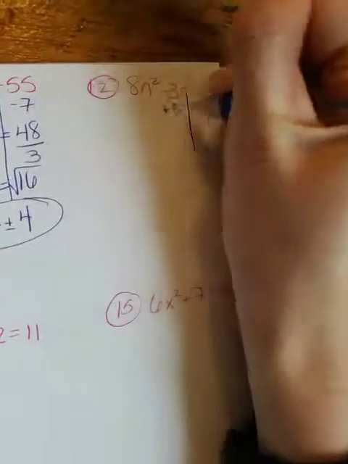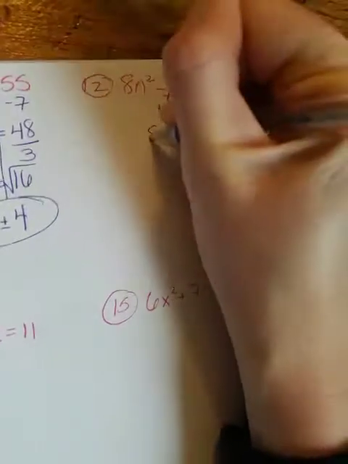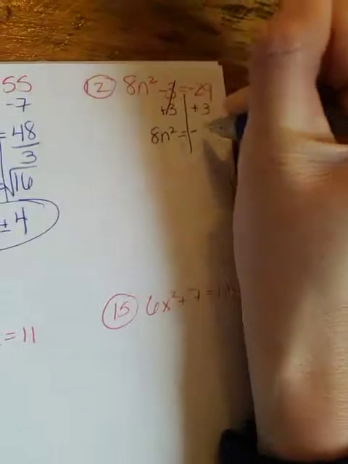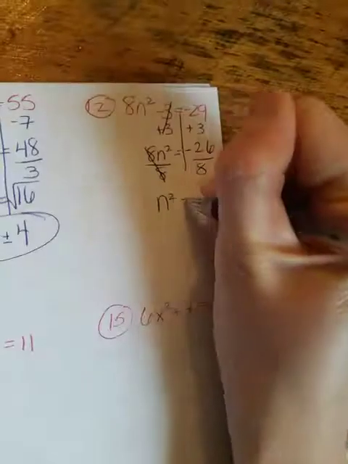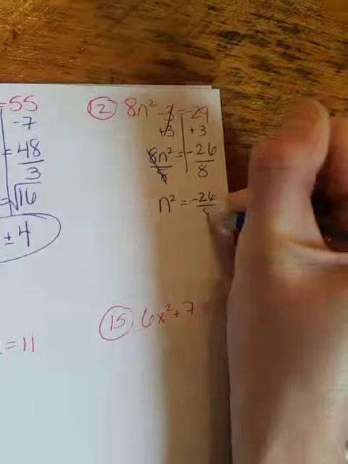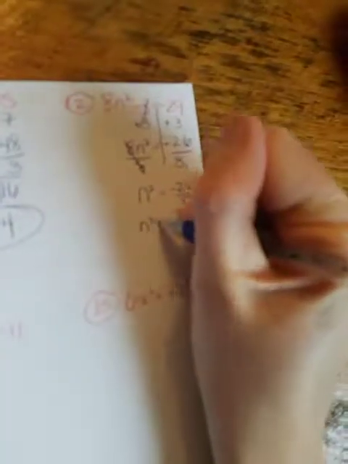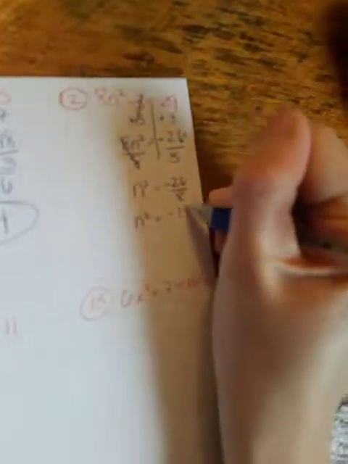Number 12, again, two steps here. First I add 3. Negative 29 plus 3 is a negative 26. So now I have to divide both sides by 8. And I'm going to get n squared equals negative 26 divided by 8. We can simplify 26 over 8. We can divide each by 2. So that's going to be 13 over 4.